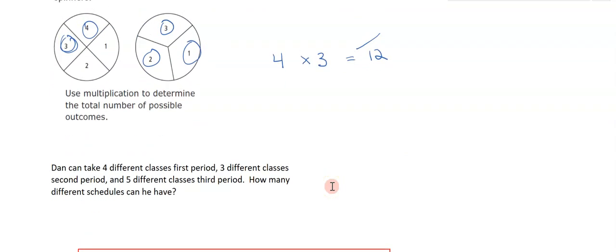Dan can take 4 different classes first period, 3 in the second, and 5 different classes third. How many different schedules can he have? Well, there are 4 possibilities in choosing the first class. There are 3 possibilities in the second, and 5 possibilities in the third. So altogether we have 4 times 3 times 5, which is 60 different schedules.